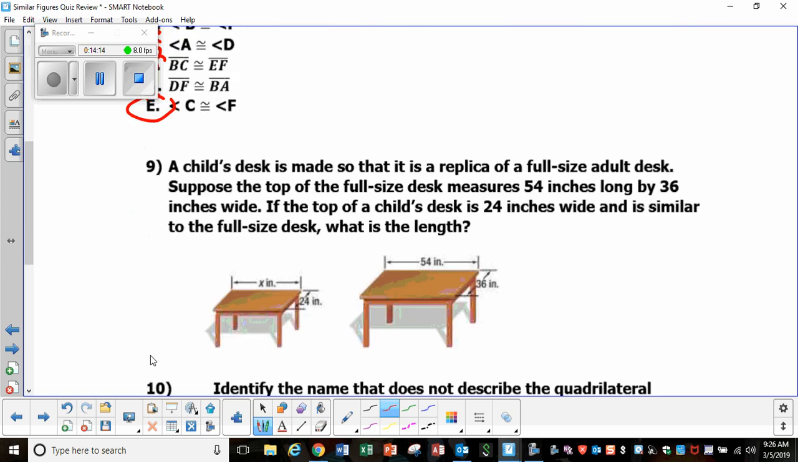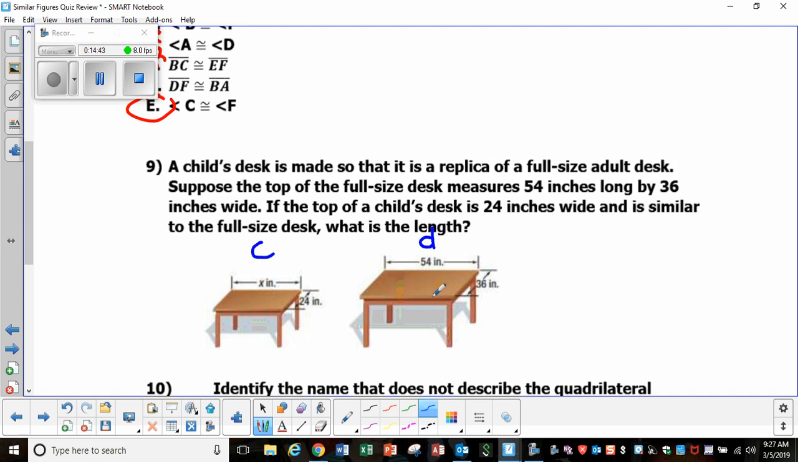All right, number 9 is a real world scenario, and it reads, a child's desk is made so that it is a replica of a full-size adult desk. Suppose the top of the full-size desk measures 54 inches long by 36 inches wide. If the top of a child's desk is 24 inches wide and is similar to the full-size desk, what is the length?